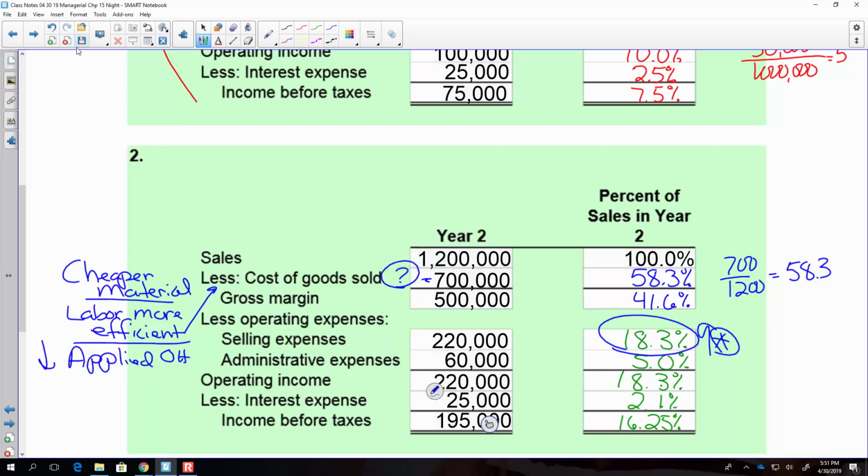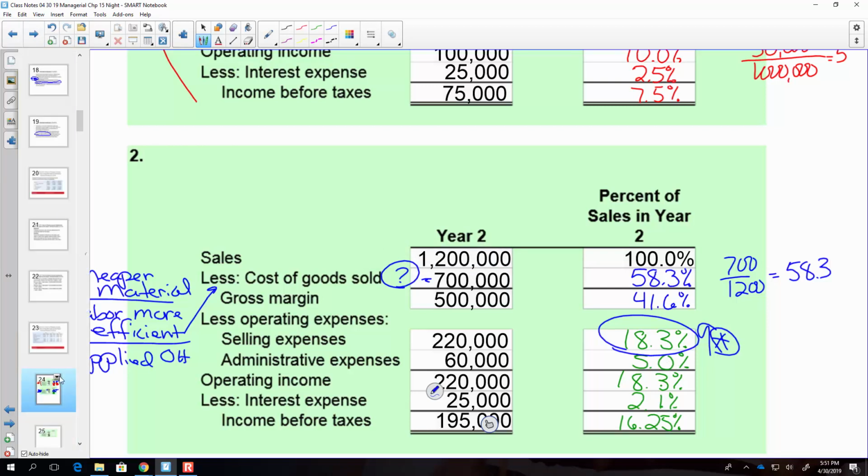What do you think? All right? Vertical analysis? All right.